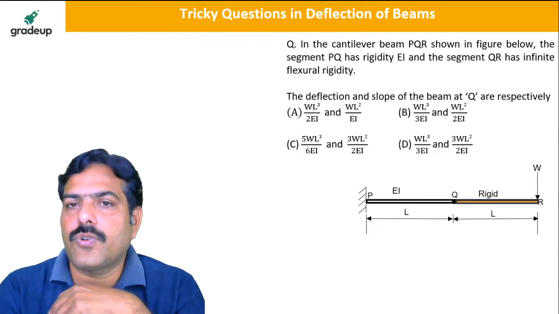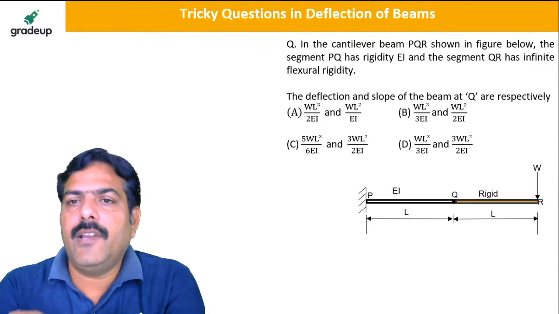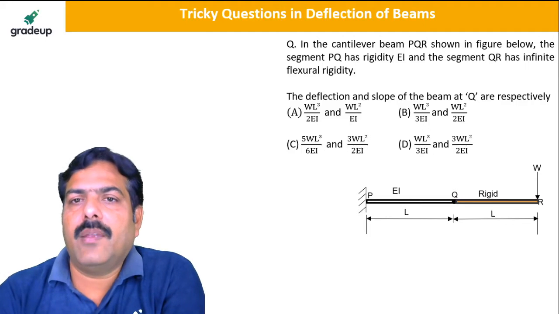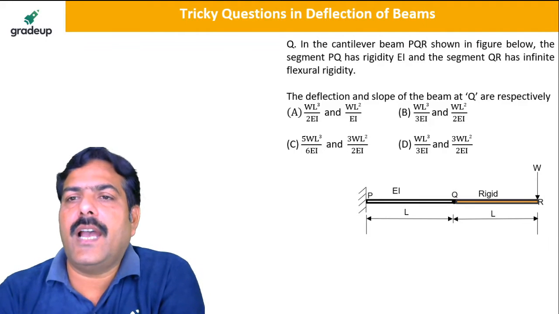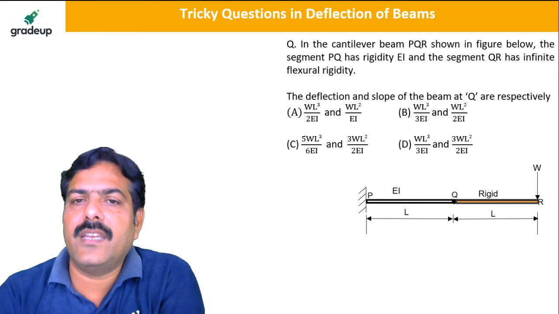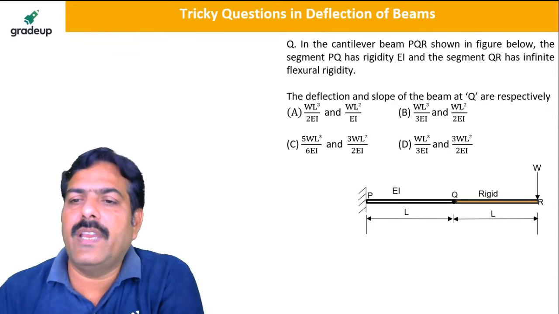Now let's see the next question, my dear friends. In a cantilever beam PQR, the segment PQ has rigidity EI and segment QR has infinite flexural rigidity. The deflection and the slope at point Q are respectively.